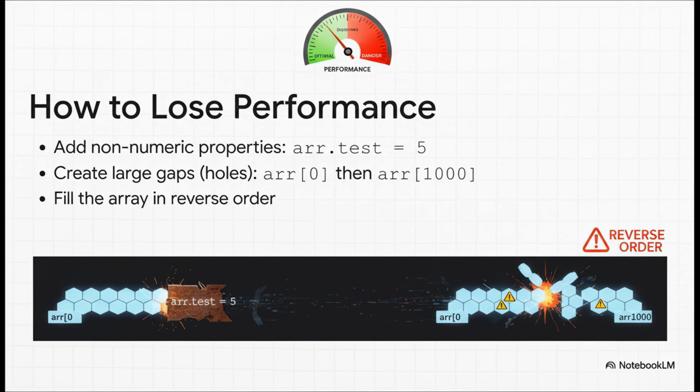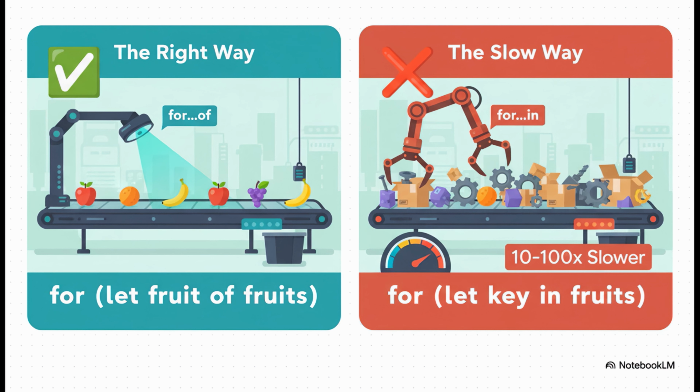And here are the 3 big ways people mess this up. First, you add non-numeric properties, like array.test = 5. Remember, it's an object, so you can do this, but you shouldn't. Second, you create these huge empty spots or holes in the array. And third, you fill it up in some weird order, like backwards. When you do any of these, the engine basically throws its hands up and says, okay, fine, this isn't a real array anymore, and it switches back to a slower, more generic object mode. Not good.